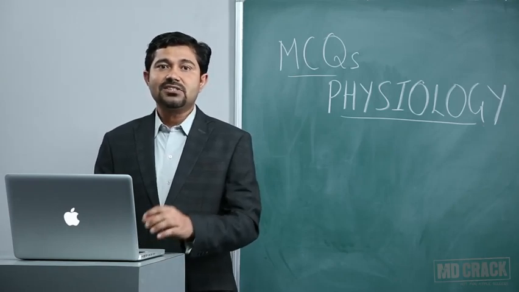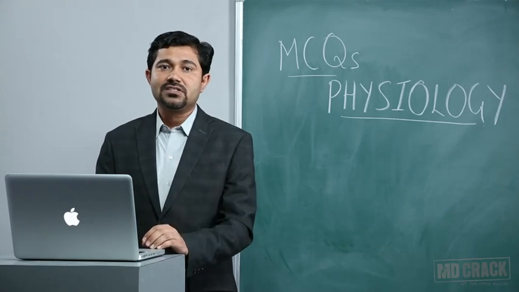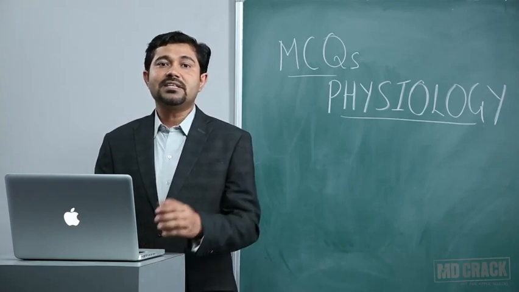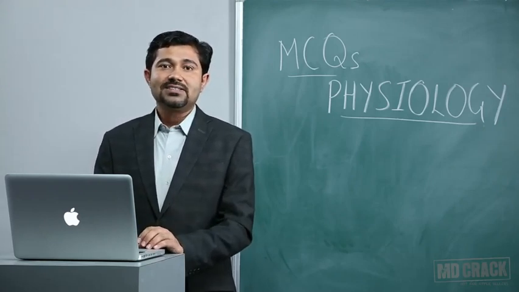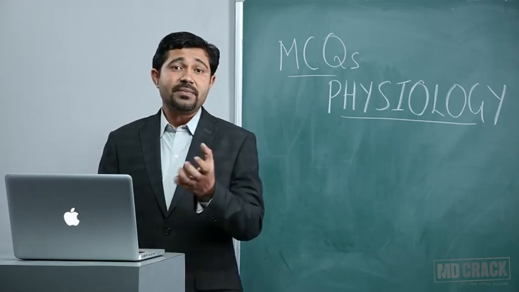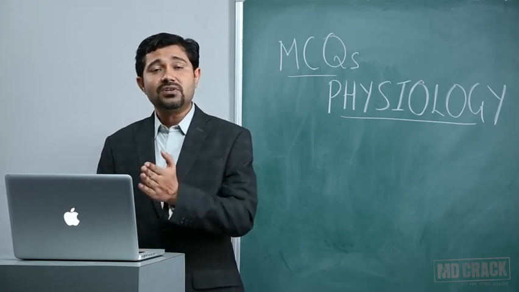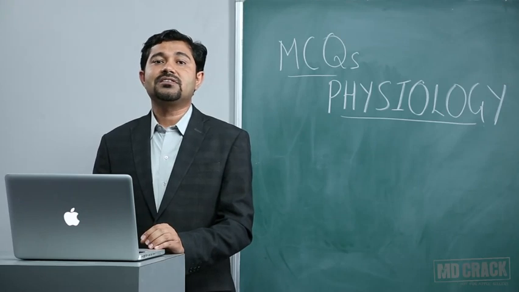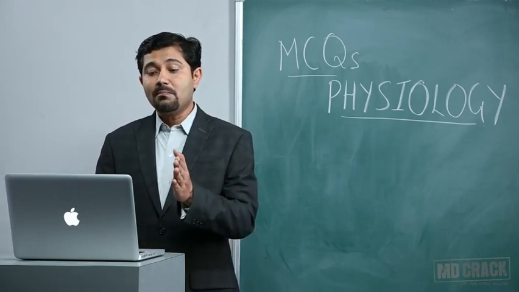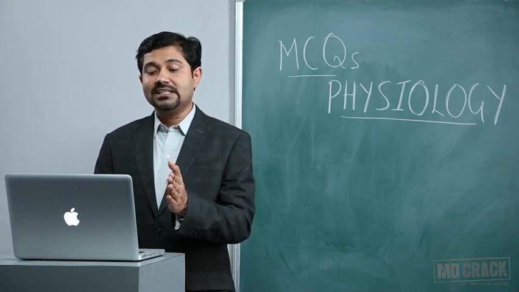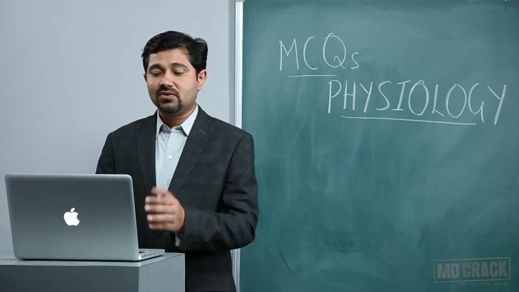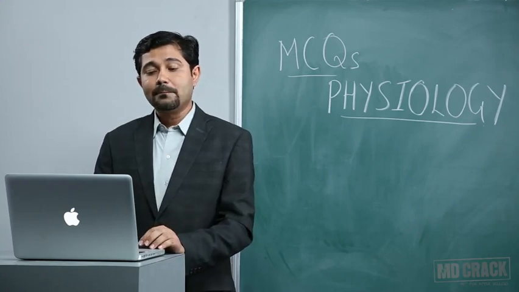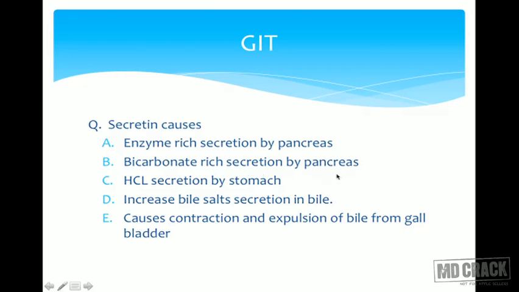When the acidic chyme reaches the duodenum and the upper small intestine, the secretin will be released by the upper small intestine. And then, if acidic chyme is the main stimulus, what will the secretin try to do? Secretin will cause the bicarbonate-rich secretion, either from the liver or pancreas. So here the answer is option B, bicarbonate-rich secretion from the pancreas, so that the acidic chyme can be neutralized. Right? So the correct answer is option B.